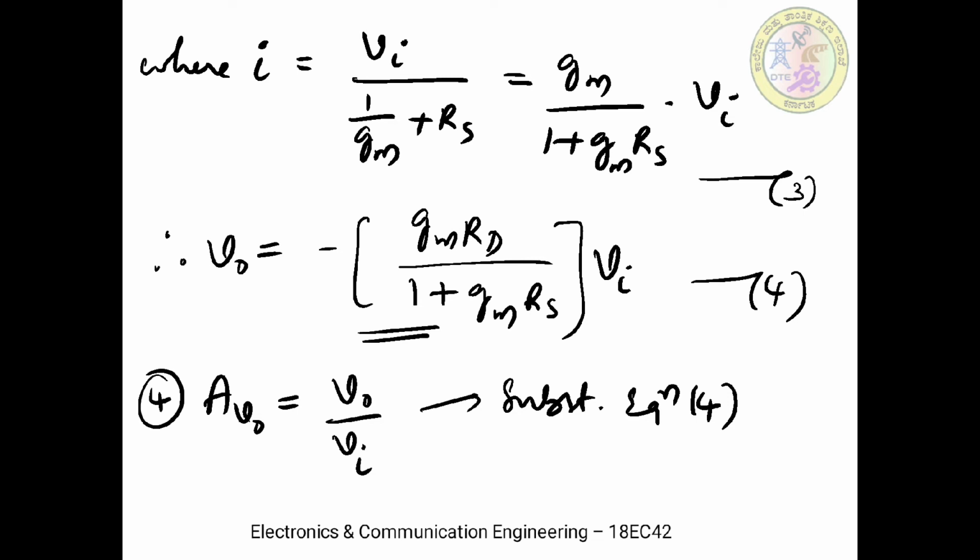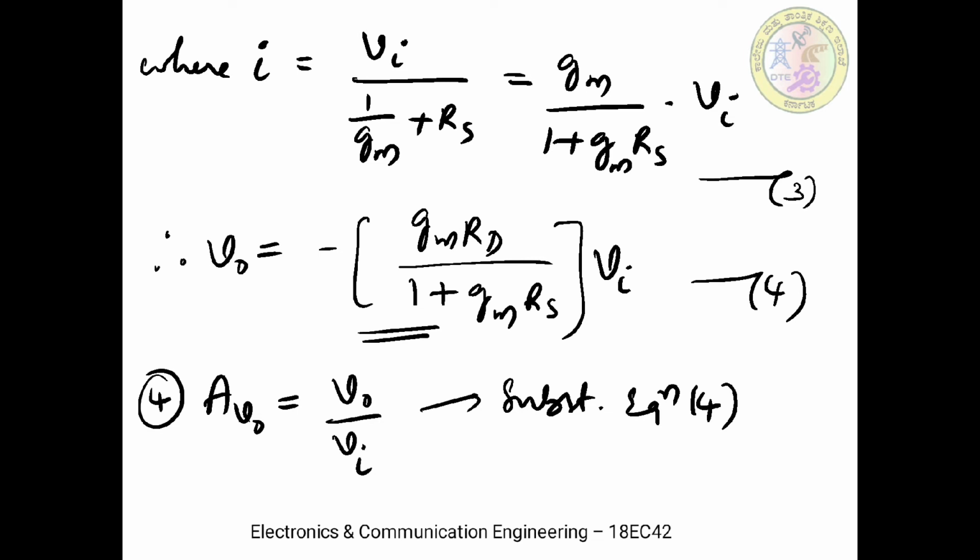So input voltage is Vi and resistance is 1/gm plus RS. So this leads to the current equation given by 3, and later on we can now write what is V0 by substituting I into R. So minus gm RD by 1 plus gm RS into Vi is the V0 equation. So further we are going to use this V0 in deriving the gain equations.